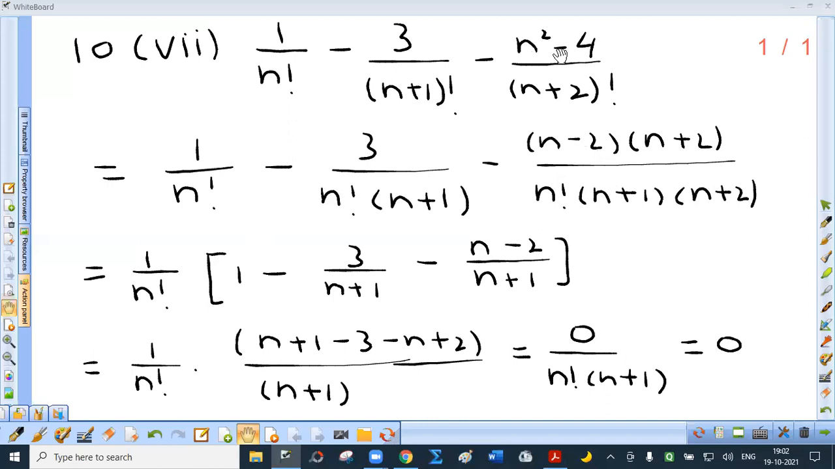What are the factors of n square minus 4? n minus 2, n plus 2. So n plus 2 gets cancelled, and what remains is (n minus 2) upon (n plus 1). Within the bracket, LCM is n plus 1. Numerator: n plus 1 minus 3 minus n plus 2. So this is 0 upon non-zero, equal to 0.